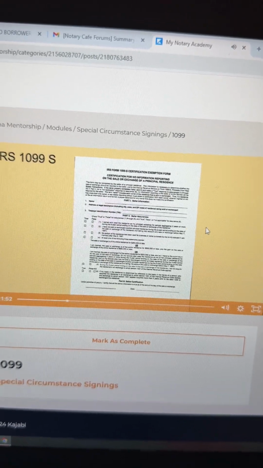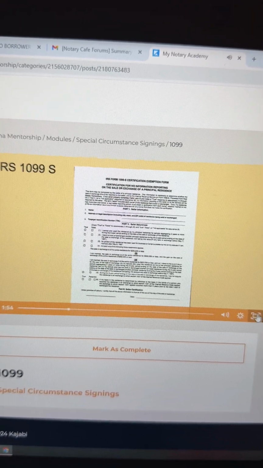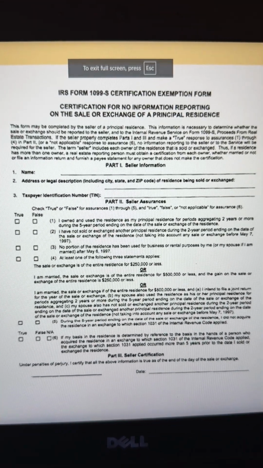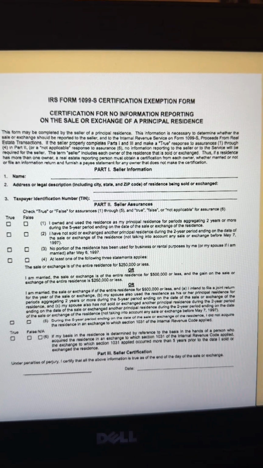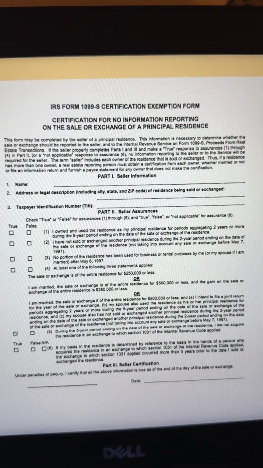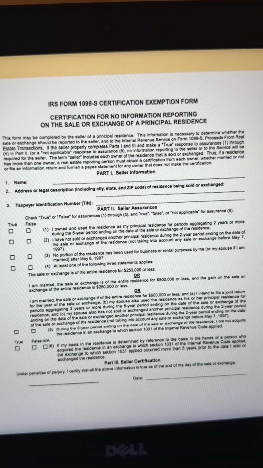Written in IRS true or false questions. So the first thing you're going to do is have the seller write their name on line 1. Make them print their name. Line 2 is going to be the address. And that's the address of whatever residence is being sold.